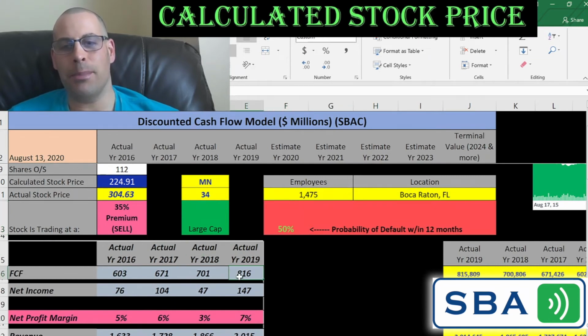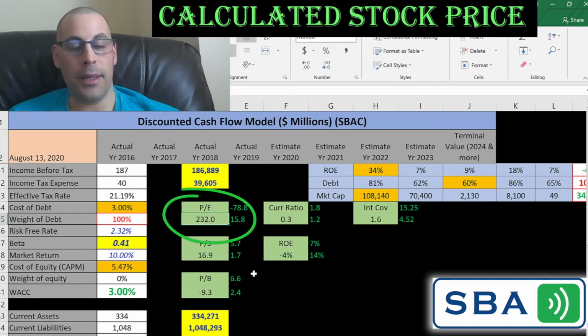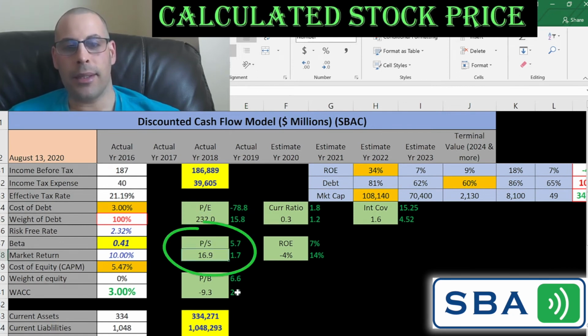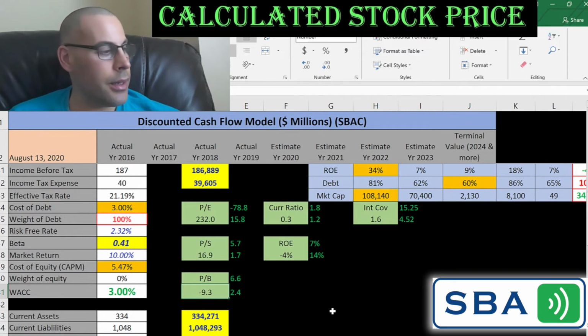It just looks bad with a negative equity. But what I would look at more is the free cash flow, and that gives me more comfort that the company will probably be around for a while. Let's look at the financial ratios. The PE is really bad. Price to sales is also bad, and negative price to book, of course, because they have negative equity.